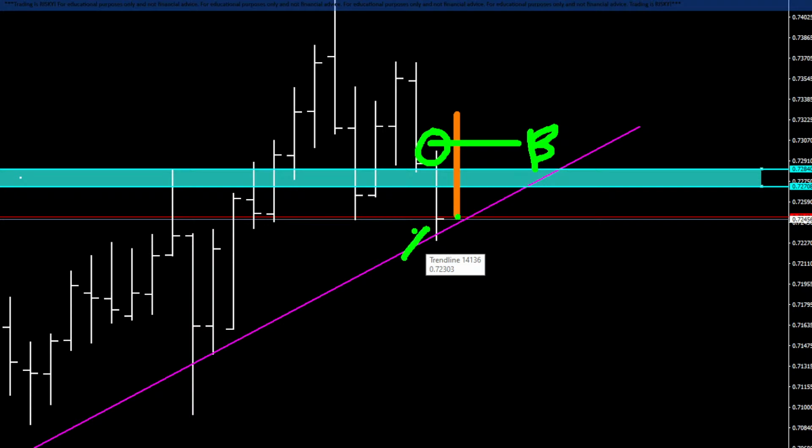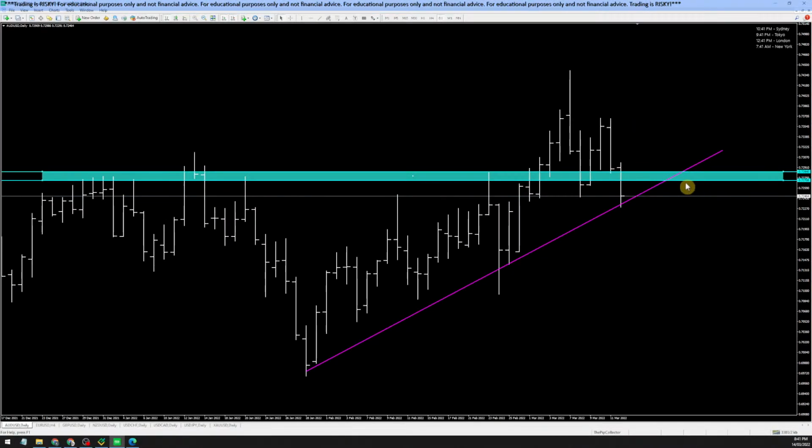Right? Kung magiging ganito na nga talaga yung itsura niya, that will tell me that the buyers are now back in the game and they're ready to push the price higher. Okay, so dun pa lang ako magse-set ng buy entry. Tingnan natin sa H4, no?